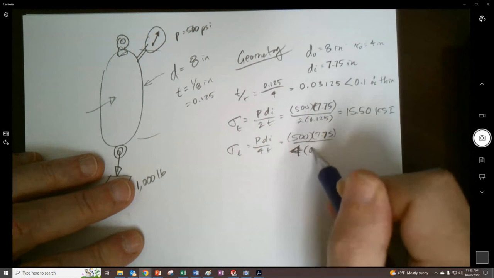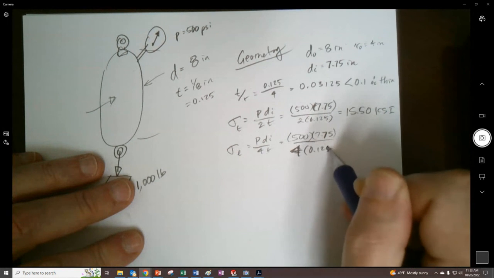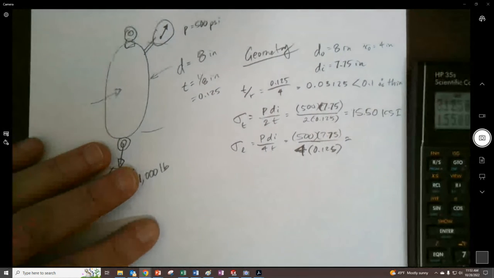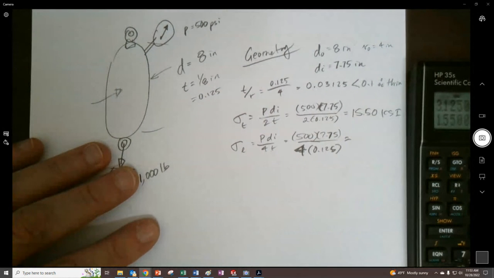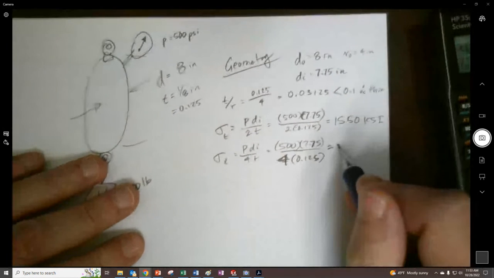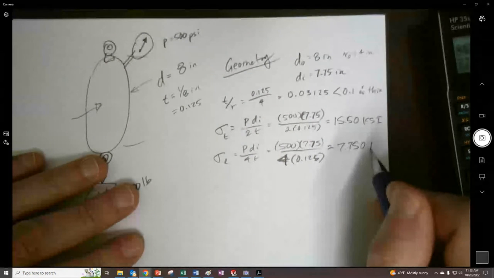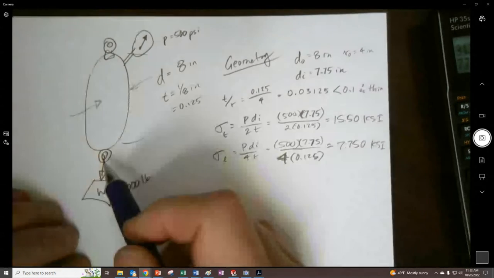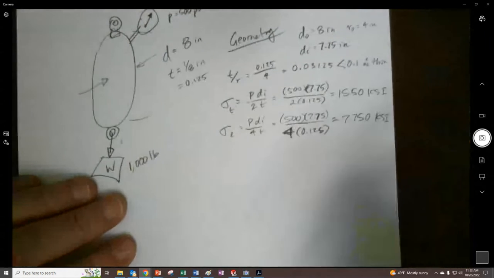And honestly, we could just multiply it by 2 down here because there's really no difference. That's a 4. Divided by 2. I almost said multiply by 2. So 7.75 ksi. But some maniac has hung this thing off of here.